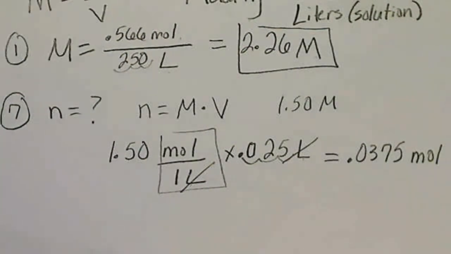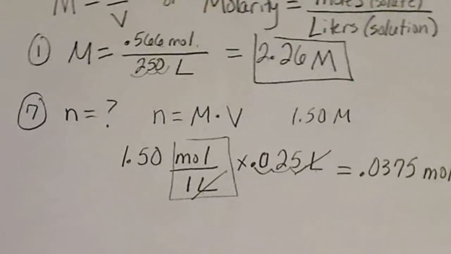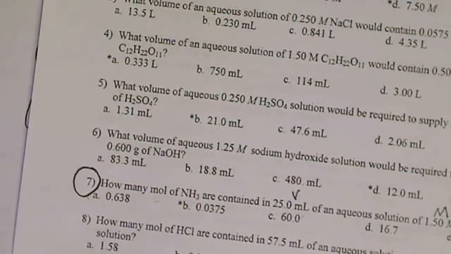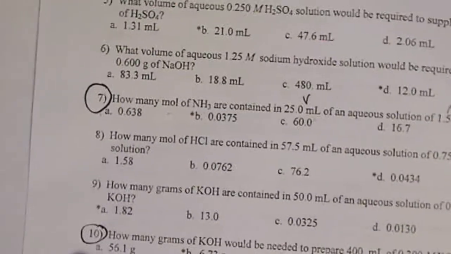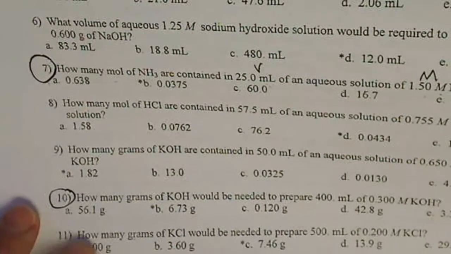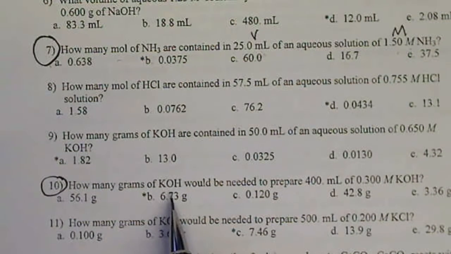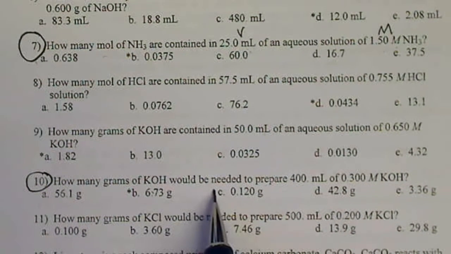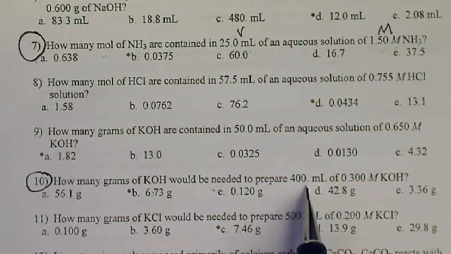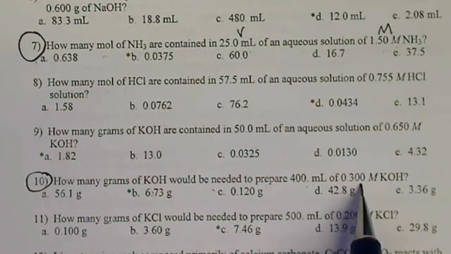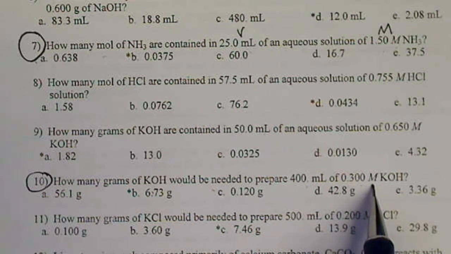The next problem I'm going to work is going to ask us to calculate a mass. So if I look at question number 10 on the practice worksheets, we're asked for how many grams of potassium hydroxide would we need if we wanted to make 400 milliliters of a solution, and we wanted that solution's concentration to be 0.300 molar.